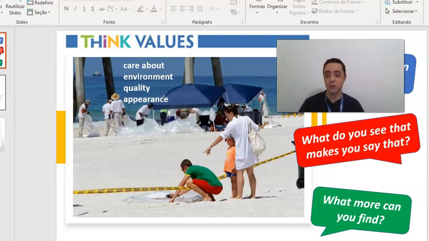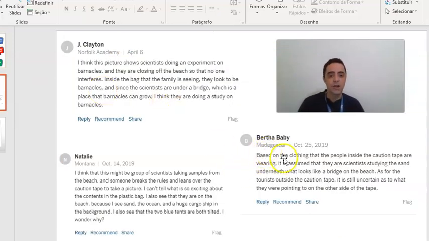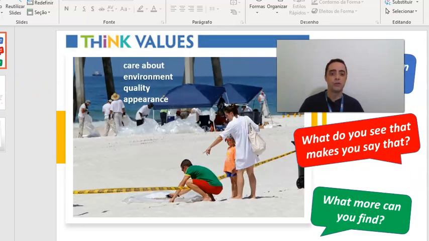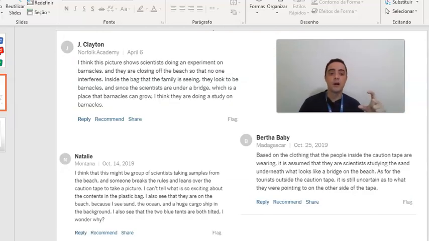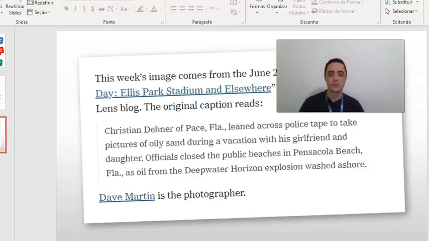So this is kind of a mystery. And the third one, Bertha Baby. "Based on the clothing that the people inside the caution tape are wearing, it is assumed that they are scientists studying the sand." So also Bertha thinks that they are scientists. And you, what's your idea on this picture? Maybe you also can write a paragraph trying to describe this picture, alright? So now let's take a look at the real comment for that.